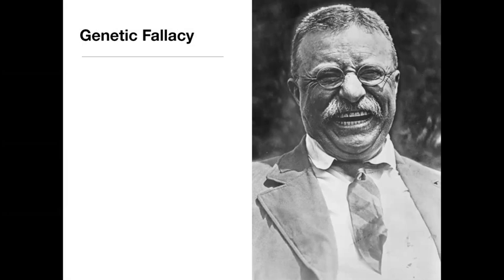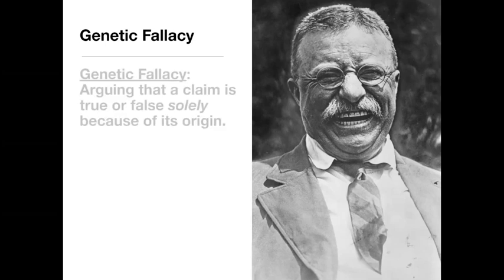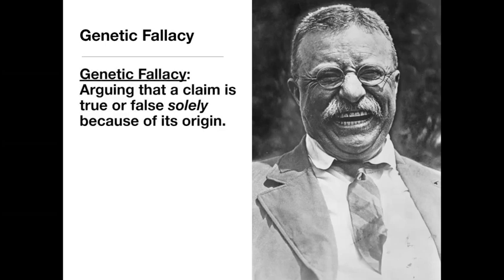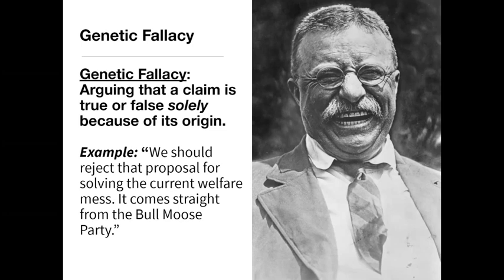I have some pictures here just to keep these on the lighter side. This is Teddy Roosevelt, a former American president from the early 20th century, and I have him in this example coming up. So the genetic fallacy is the kind of reasoning where we argue that a claim is true or false solely because of its origin. Okay, so let's say somebody said, we should reject that proposal for solving the current welfare mess. It comes straight from the Bull Moose Party, which is a party that Teddy Roosevelt formed after he got, how should we say, displaced from, at that time, the Republican Party.